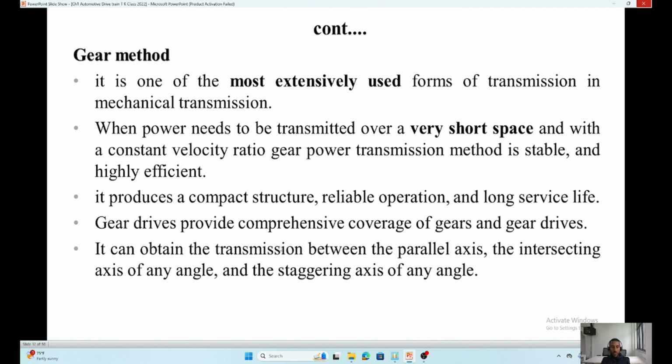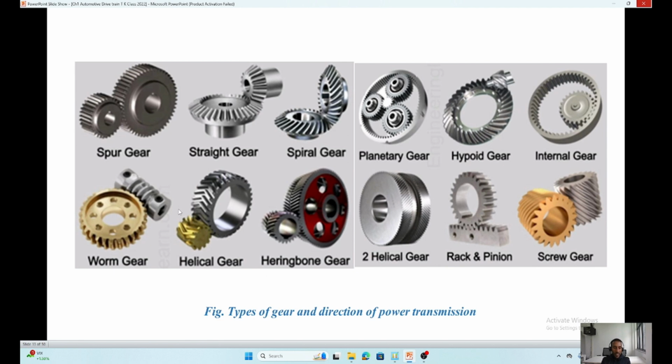Gear drives provide comprehensive coverage. Most of the time we use gears extensively because gears can obtain transmission between parallel axes, intersecting axes of any angle, and staggering axes of any angle. As you observe from this picture, they are really compact, and the distance is very close.